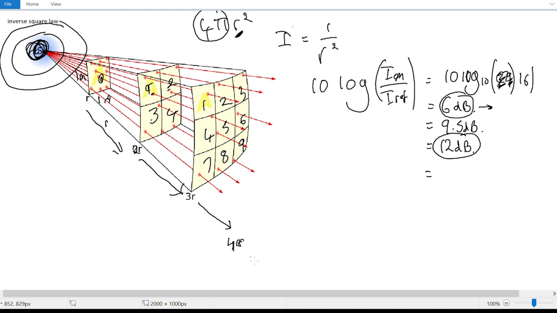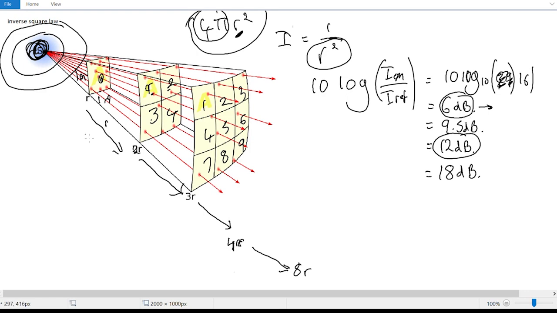And if we went all the way out to 8 times the distance, you would find there was another 6 dB drop, and we would get to 18 dB. So it follows the inverse square law, because of this 4 pi r squared, which is the formula for a sphere. So this only really represents what happens in a sphere. The intensity is dropping by r squared, so for every doubling of distance, it's a 6 dB drop.